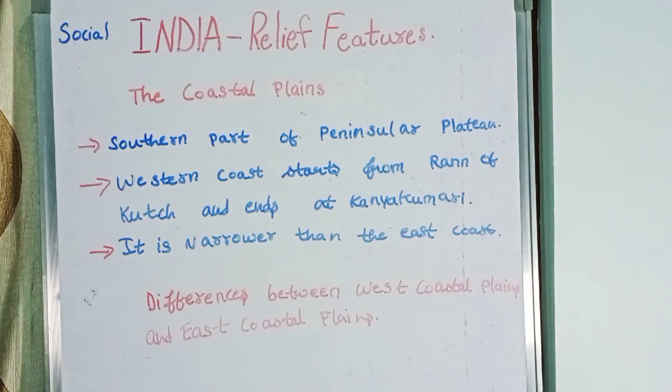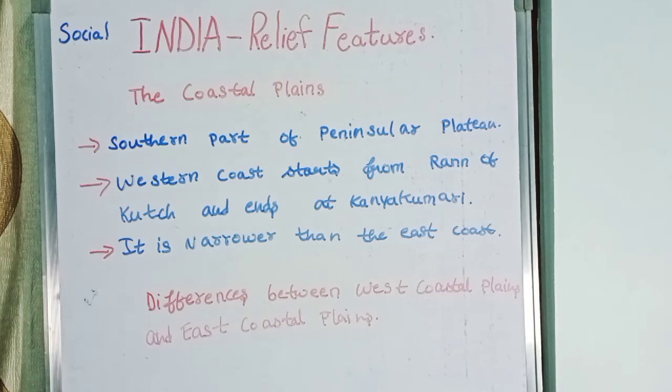Now we will see the differences between West Coastal Plains and East Coastal Plains. The West Coastal Plain lies between the Arabian Sea and the Western Ghats. The Eastern Coastal Plain lies between the Bay of Bengal and the Eastern Ghats. West Coastal Plains start from the Rann of Kutch and end at Kanyakumari. The Eastern Coastal Plain stretches from Mahanadi in Odisha to Kaveri Delta in Tamil Nadu. West Coastal Plains are narrower than the East Coastal Plain.